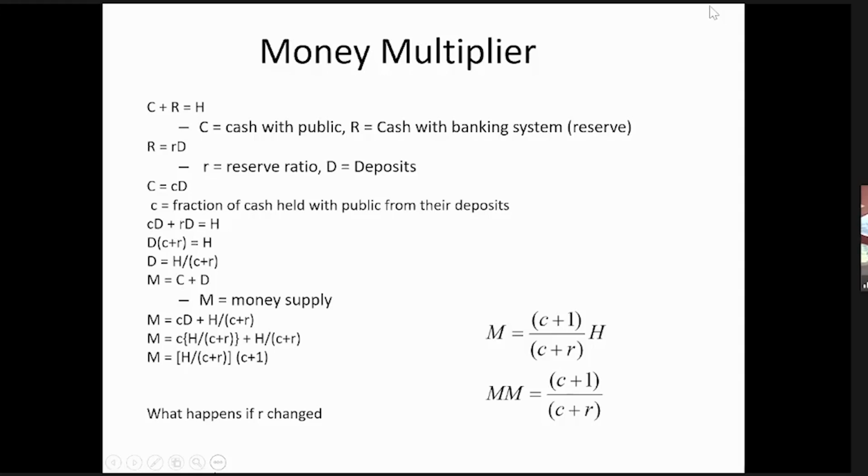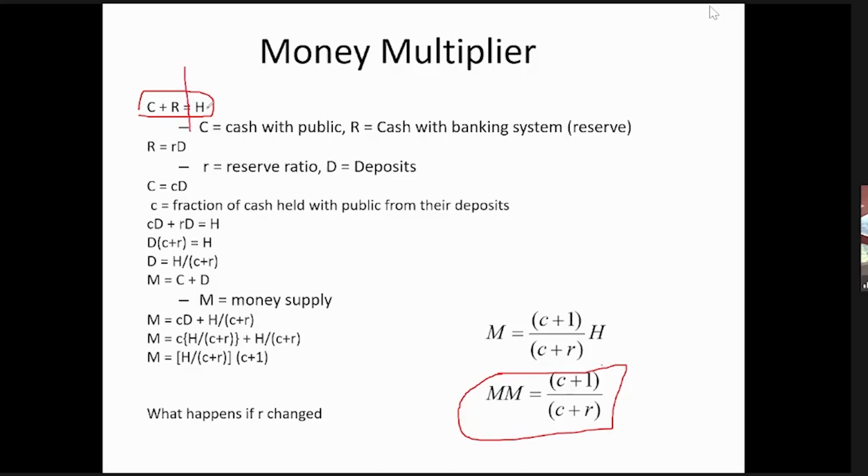So we can check that using a very small piece of work with algebra. For that, I will start this one. You don't need to memorize this by heart, but this one you need to remember. Let's start. C plus R equals H. We learned this is M1. That is C, cash with the public, and cash with the banking system. Sorry, this is the money demand. We call it high powered money, M0.